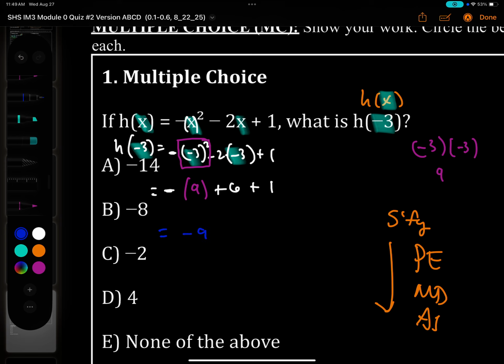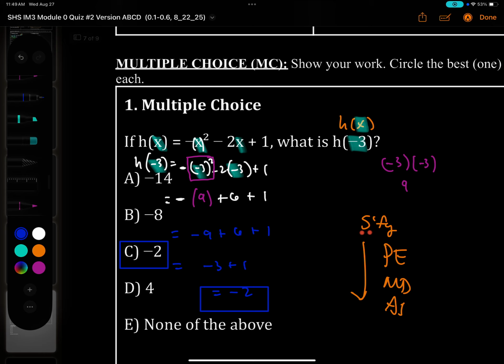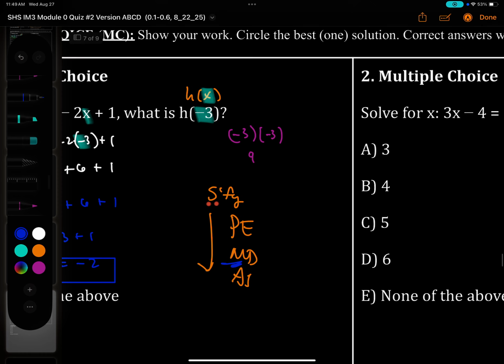So you have negative 9 plus 6 plus 1. So negative 3 plus 1, and you would get negative 2 is your answer. So C would be our answer. So again, I know you're thinking distribute the negative 1, but that would be second in PEMDAS.